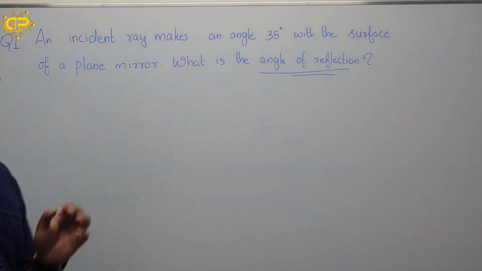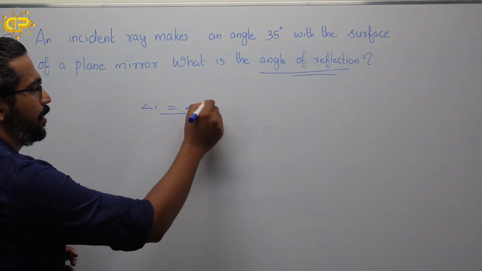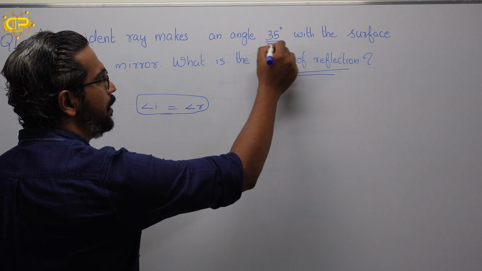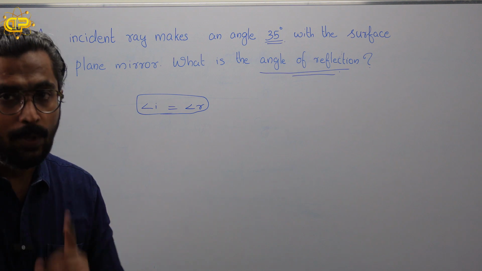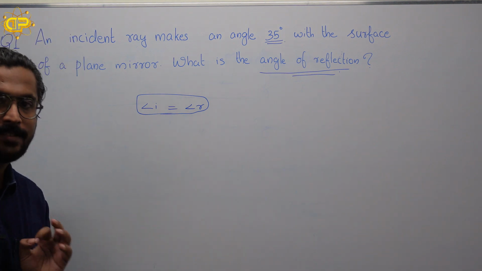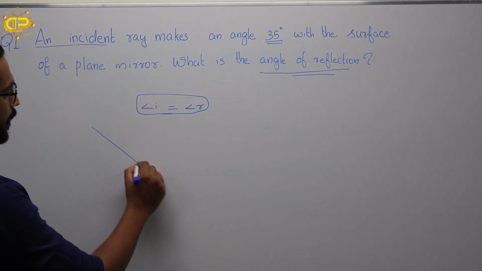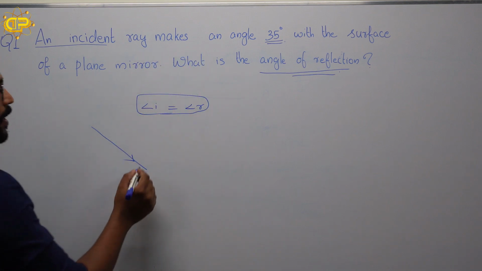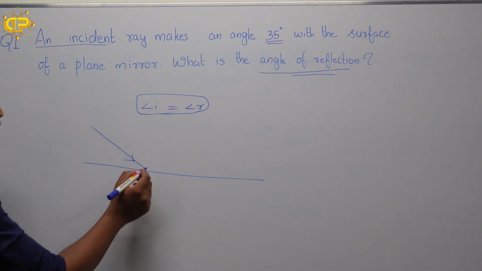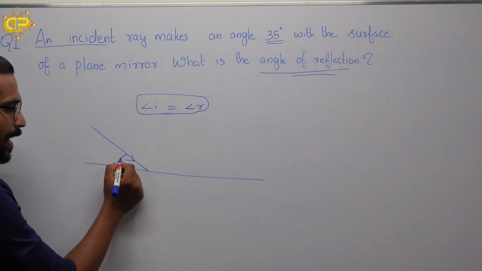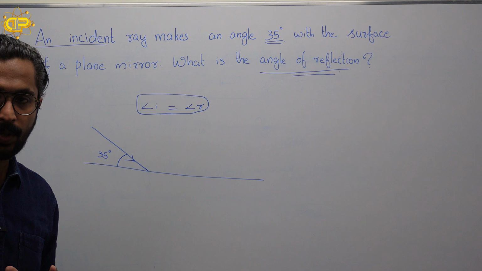We know as per the rules of reflection, angle I is equal to angle R. So you have one angle here. So you can say that angle I is equal to 35 degree. Is it so? No. Just read the question carefully before answering it. So here what is the angle given there? An incident ray makes an angle 35 degree with the surface. So if this is a surface, the incident ray is making an angle with the surface, that is 35 degree. It is not the reflected angle or angle of reflection.